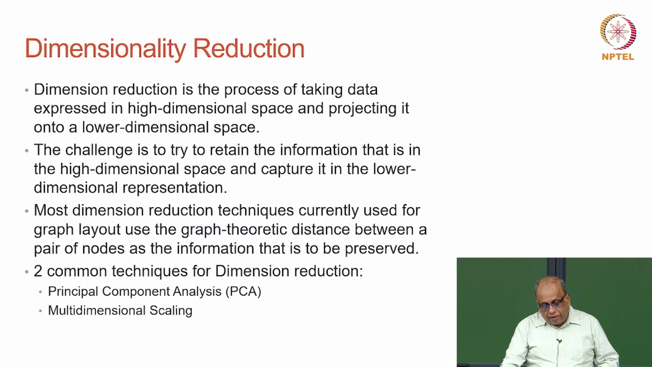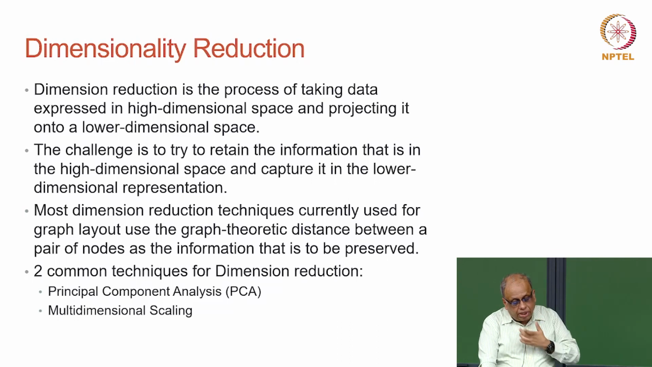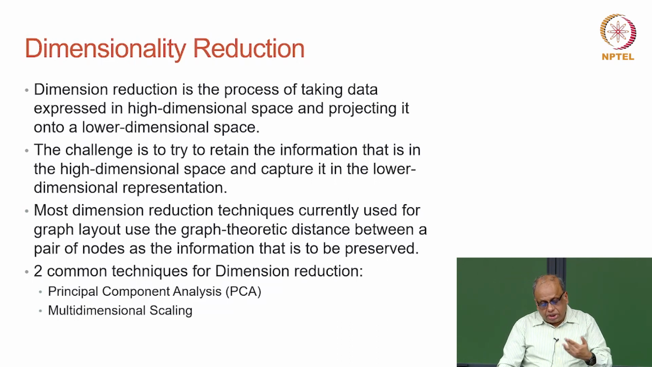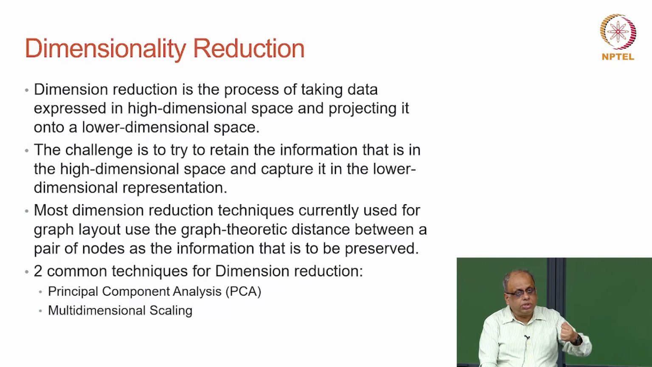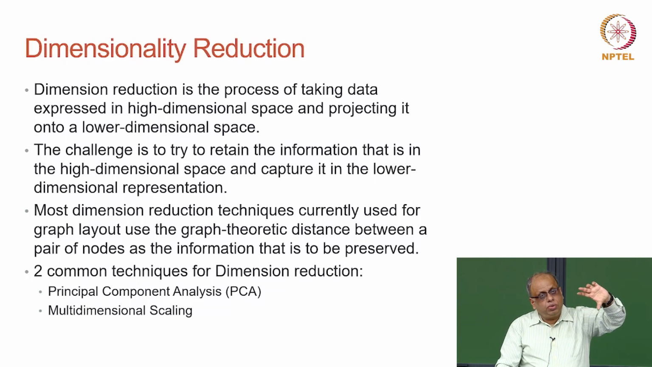So in a graph, what you try to do when you reduce from a high dimension to a low dimension is to check whether some measure that was there in the high dimension is maintained in the low dimension. For example, if you are doing dimensional reduction for a graph layout, you may try to do it so that if 2 nodes were close to each other in a higher dimension, when they come to a lower dimension they also have the same kind of graph theoretic distances.